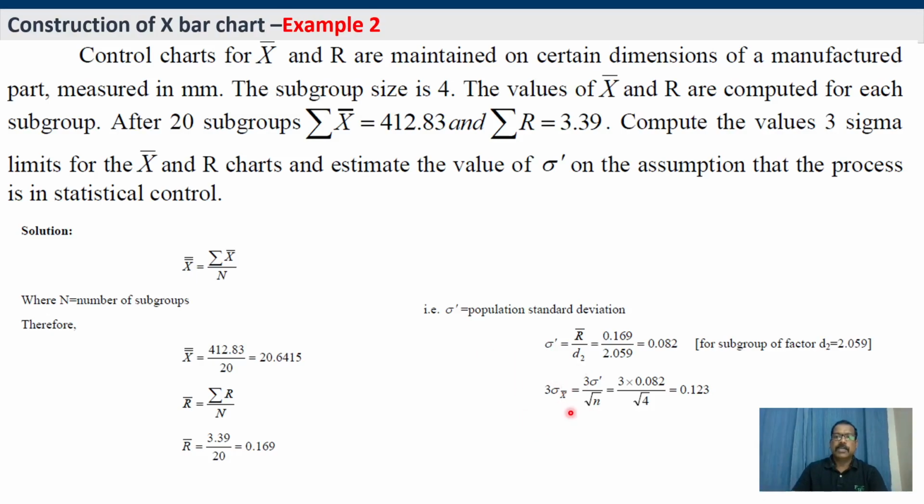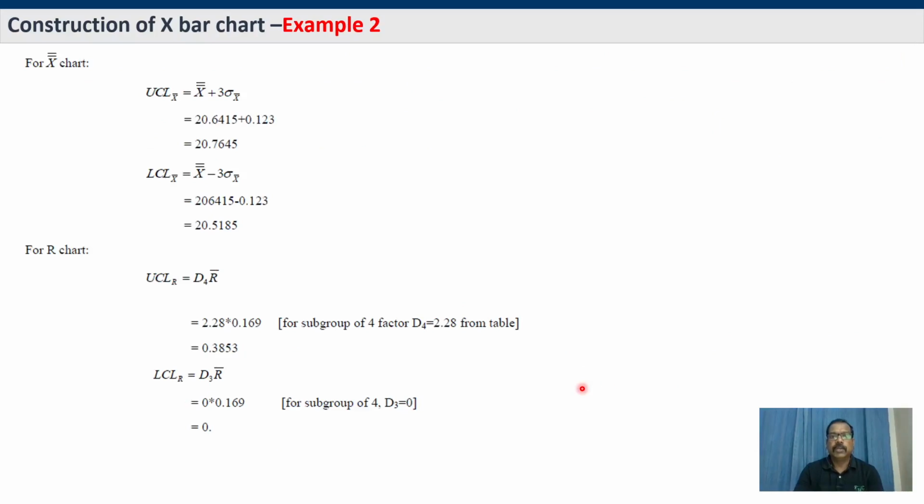So 3 sigma x bar equals 3 times the sigma prime divided by the square root of n, small n. Small n in the sense sample size. Here subgroup size, here sample size. Sample size is 4. If you substitute, you can get the value of the 3 sigma limits. Okay. So now you have this value also. So x bar we know, r bar we know, population standard deviation we know, and the 3 sigma limits for the x bar also we calculated.